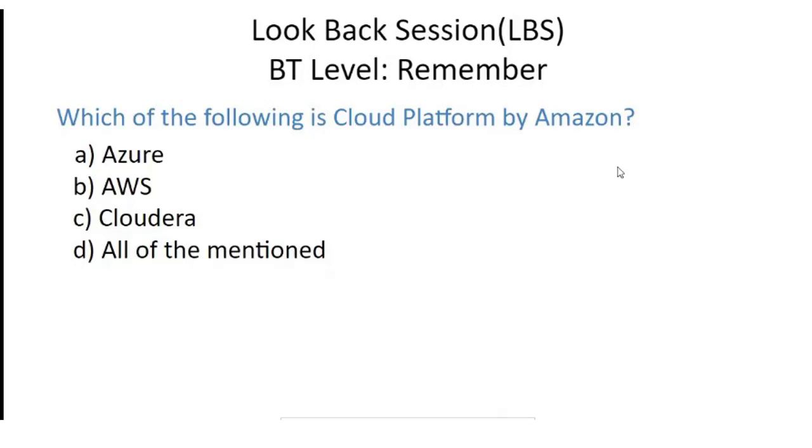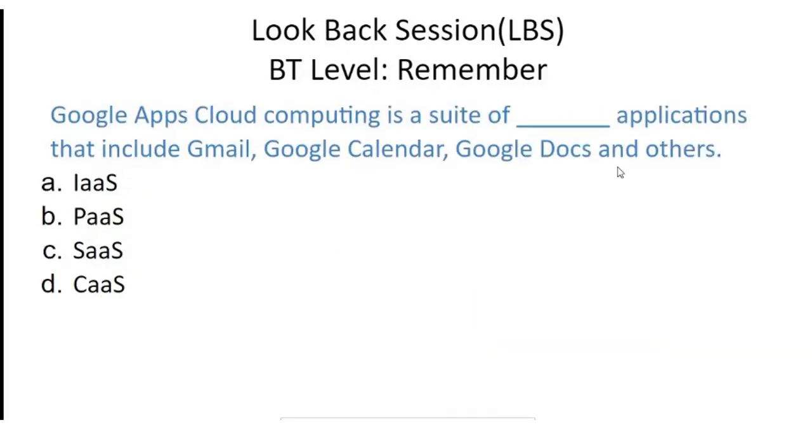Which of the following is a cloud platform given by Amazon? Either Azure, AWS, Cloudera, or all. AWS. Okay, what about this one? Google Apps cloud computing is a suite of SaaS type of applications that include Gmail, Google Calendar, Google Docs, and others. You want to identify which service model it is: either infrastructure, platform, software, or communication as a service. So it is software as a service. That is the right answer.